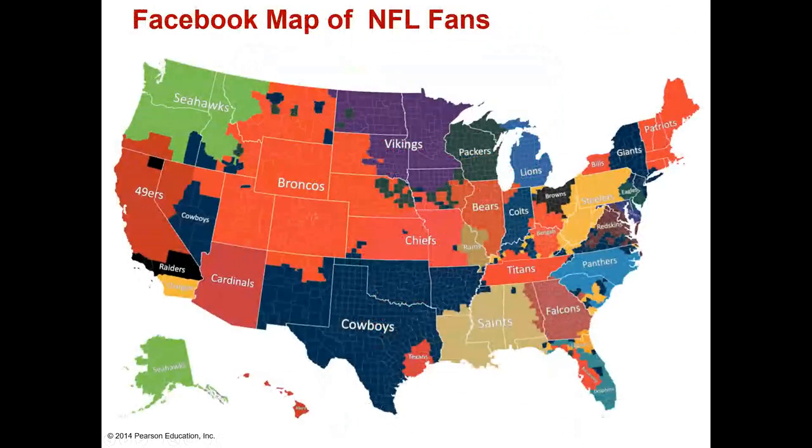This here is kind of a fun map. This is a map of NFL fans. This is from 2014. I've been trying to find a more current one, but I haven't been able to. But basically, Facebook collects information, and this is broken down by county. And whatever football team gets the most likes on Facebook within a certain county, they are given that team's colors.